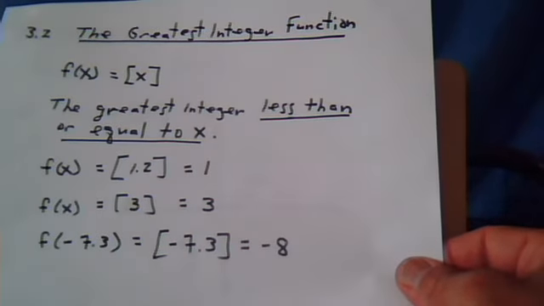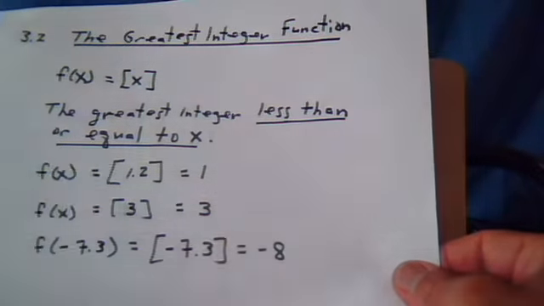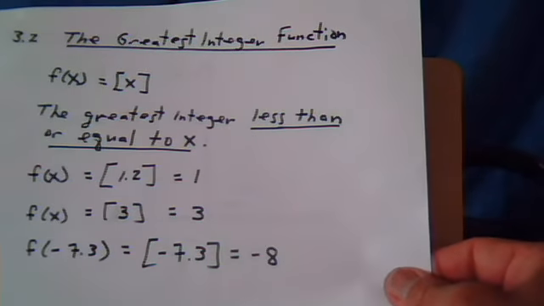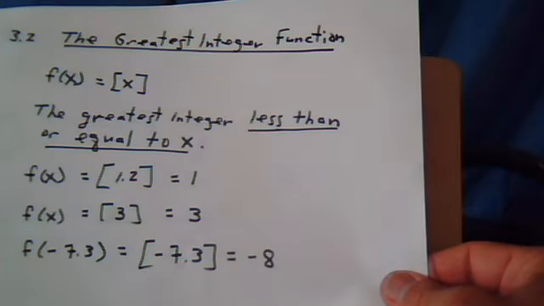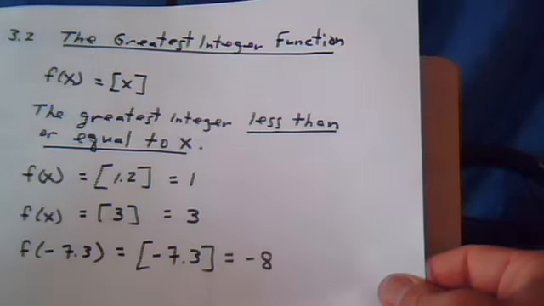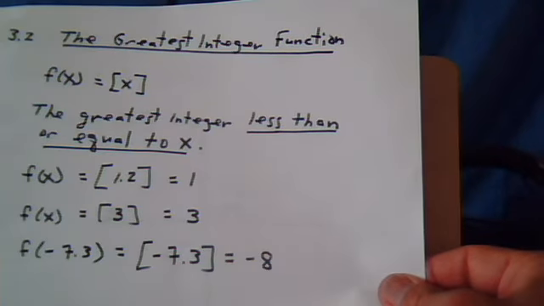The greatest integer function. This is what the equation looks like. Notice these are brackets. They're not absolute value symbols, so this is not absolute value. This is the greatest integer function. You could take these brackets as implying that there are some instructions. The instructions are the following.